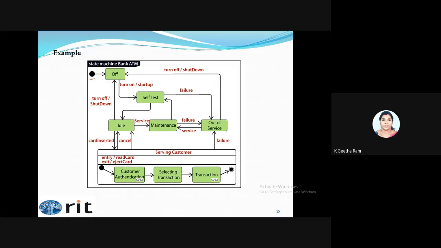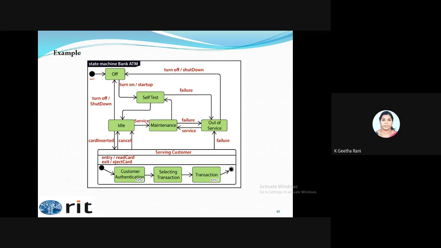Okay, so a state machine of a bank ATM. I made small states here. You will see the flow of this state machine diagram. The first one is going to be the off state.